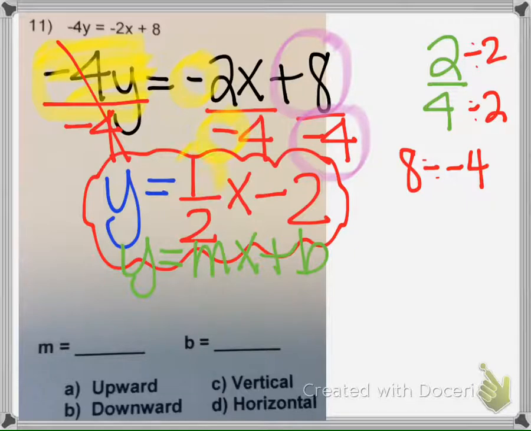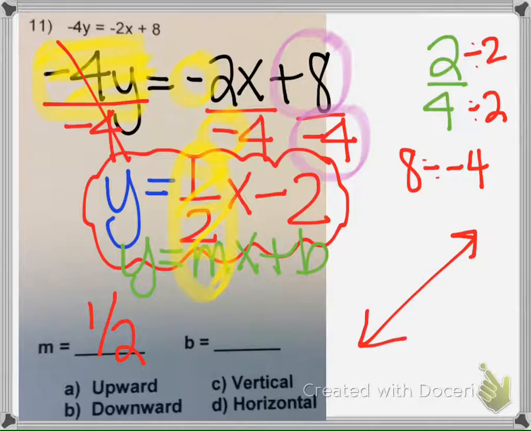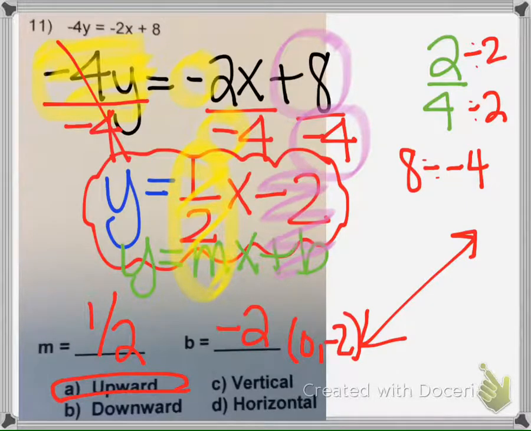And we know the number in front of the x is the m, is the slope. So the slope of this line is 1/2. And because the slope is positive, we know the line is going to go upward. And then the other number here at the end, this is where it crosses the y-axis. So the b value is -2. That tells us it's going to cross the graph at 0, -2. So that's what that tells us.